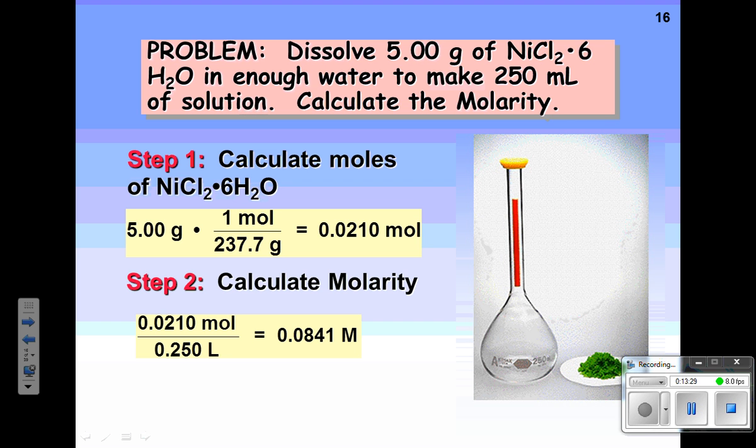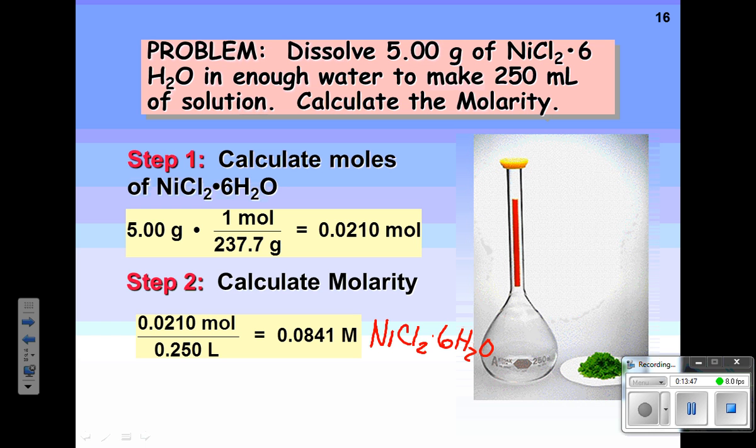Now in molarity, we also usually add in, I hope I can write in here, we'll see. We usually add in the nickel chloride dot 6 H2O after, okay? Because we want to know molarity of what, right? We want to know molarity of what?